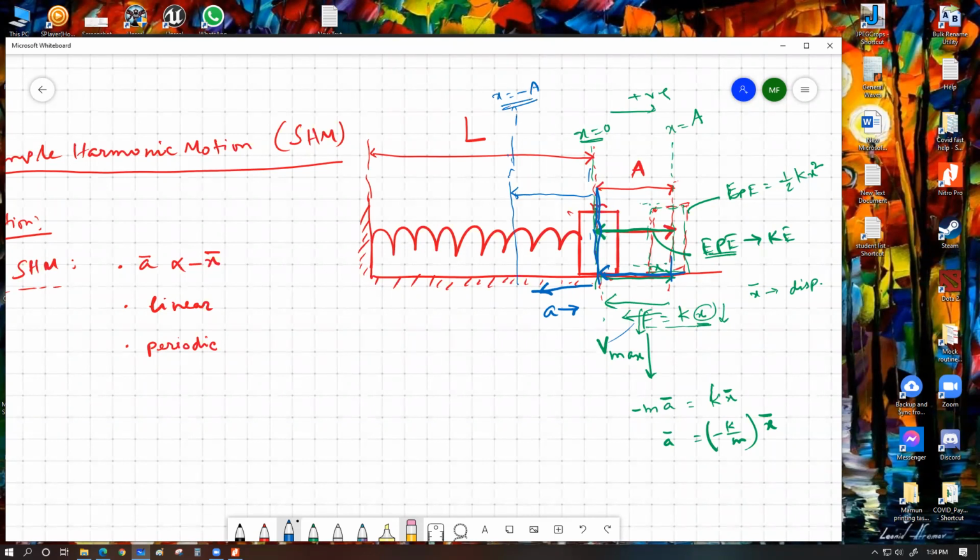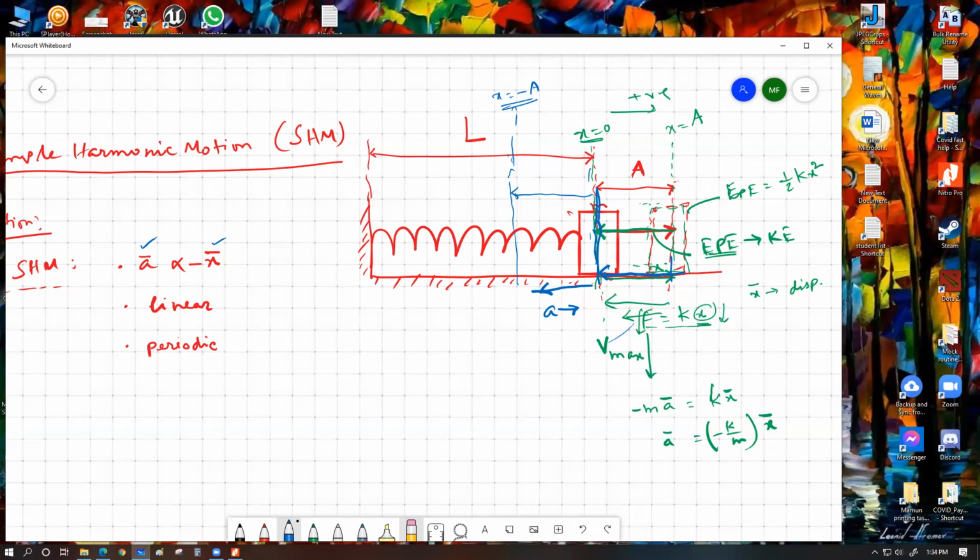So the direction of working for these two vector variables, one is the acceleration of the object, the other is the displacement of the object from the equilibrium. These two things are always going to work in opposite directions to each other. This is basically the defining equation of a simple harmonic motion.